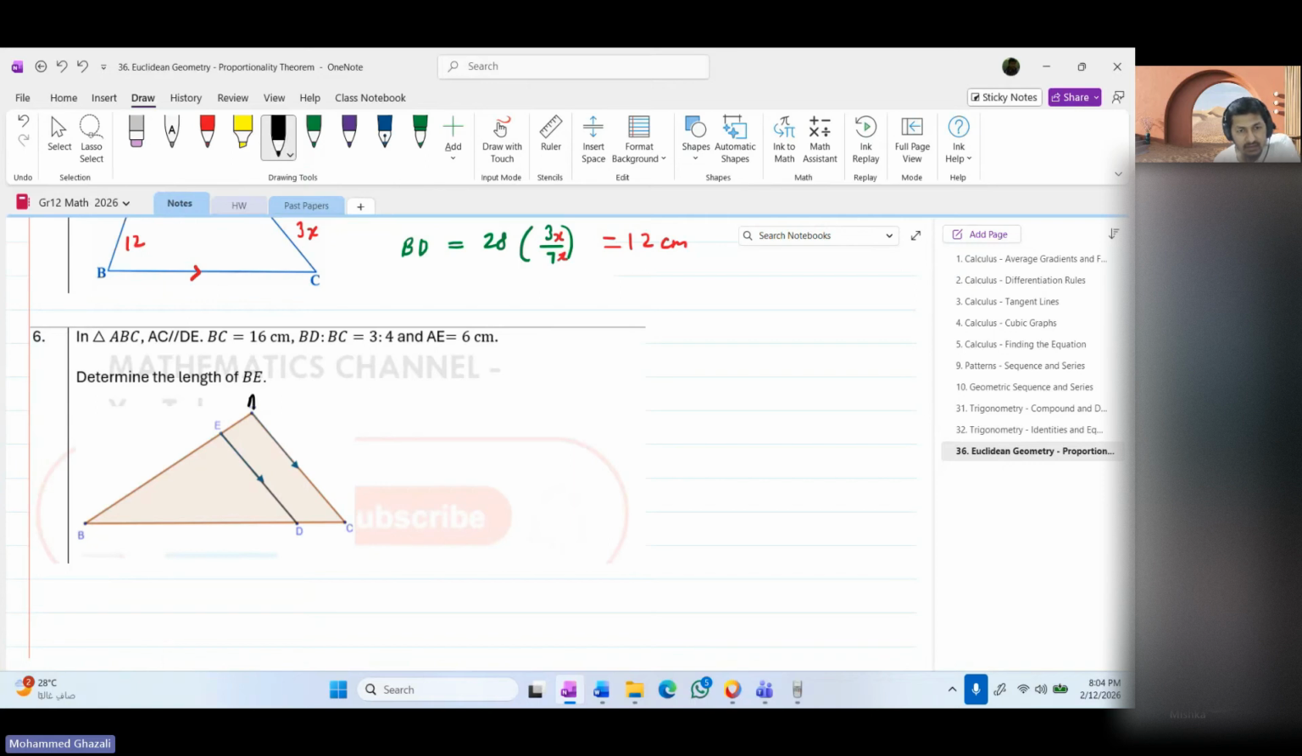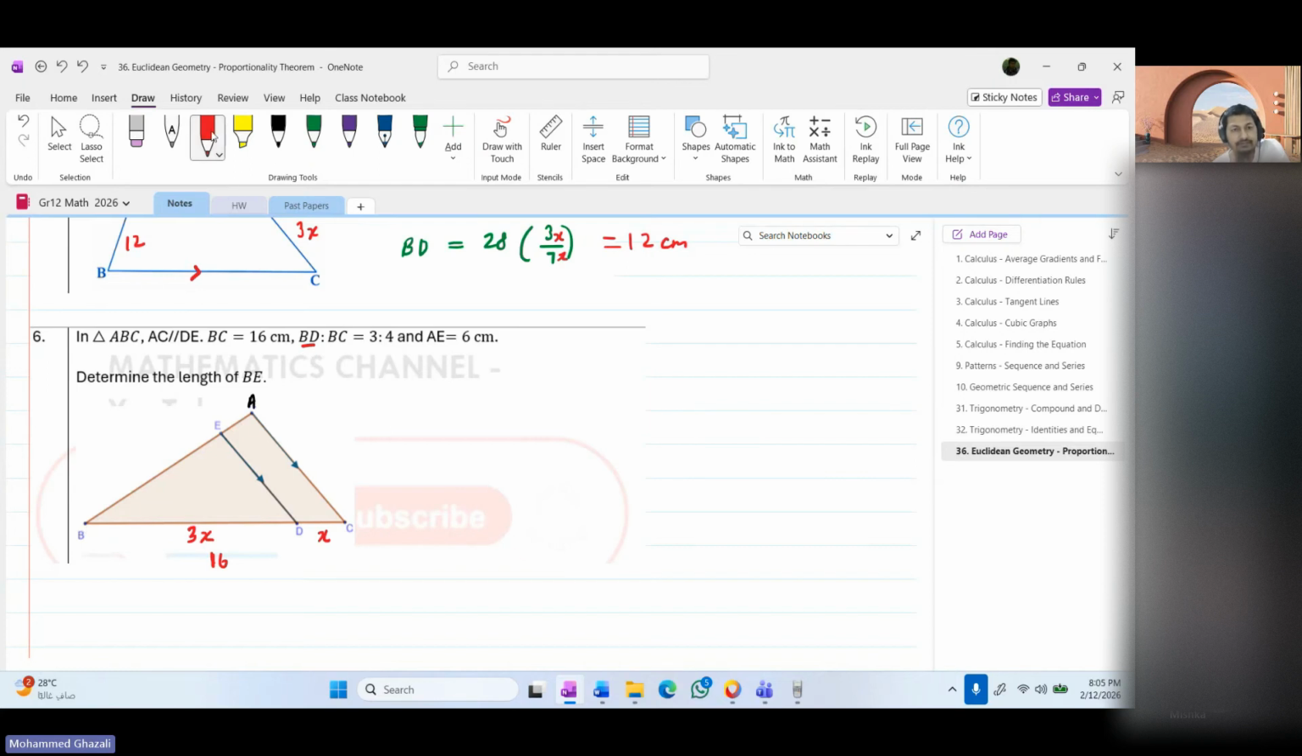In triangle, AC is parallel to DE. BC is 16, the entire distance is 16. BD to BC: BD is 3x, and BC, the entire thing, is 4x. So in other words, that must be x. Now you can say BD to BC is 3 is to 4.